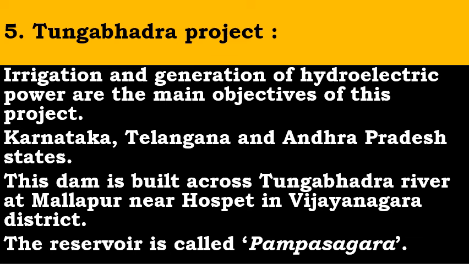Tungabhadra Project. The major purposes of Tungabhadra Project are irrigation and generation of hydroelectric power. Karnataka, Andhra, Telangana are beneficiaries of this project. This dam is built across Tungabhadra River at Mallapur near Hospet in Vijayanagar district. The reservoir is called Pampasagara.